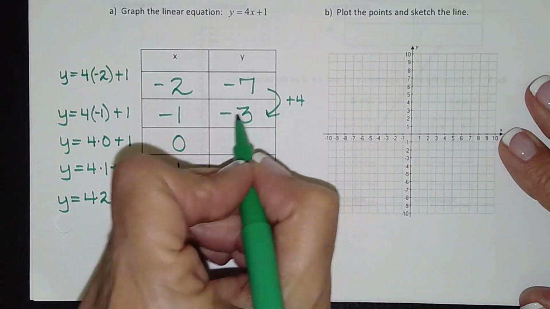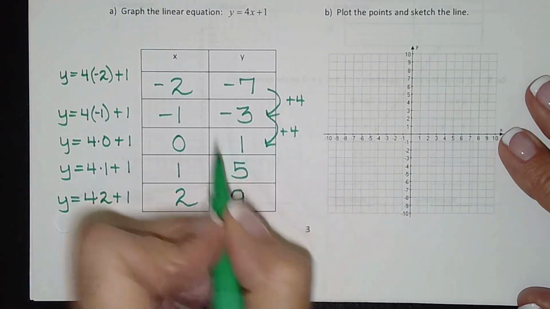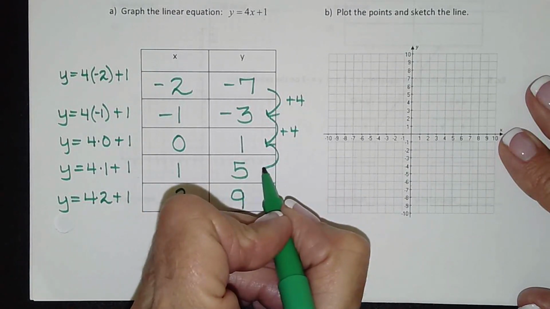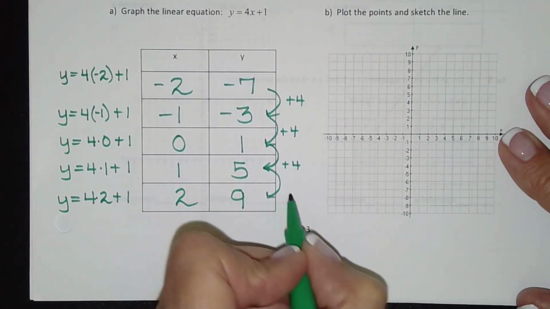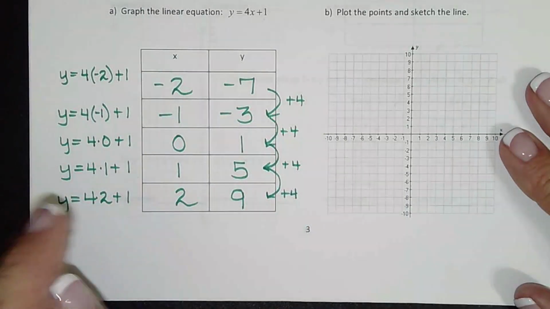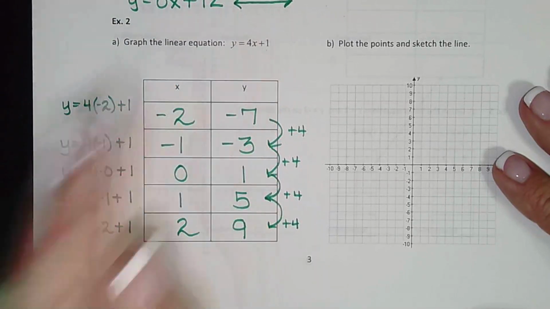-7 plus 4 is -3. -3 plus 4 is 1. 1 plus 4 is 5. 5 plus 4 is 9. So that's what we call a constant rate of change. It's actually the slope of the line.